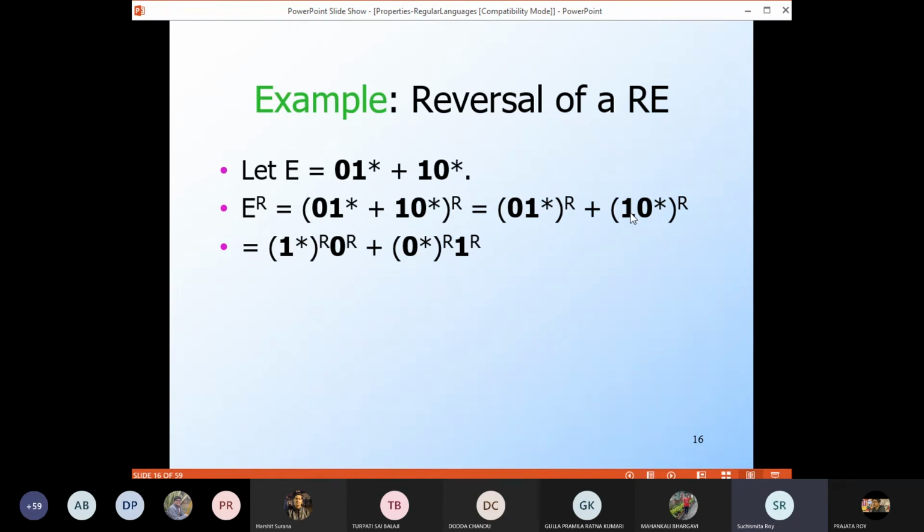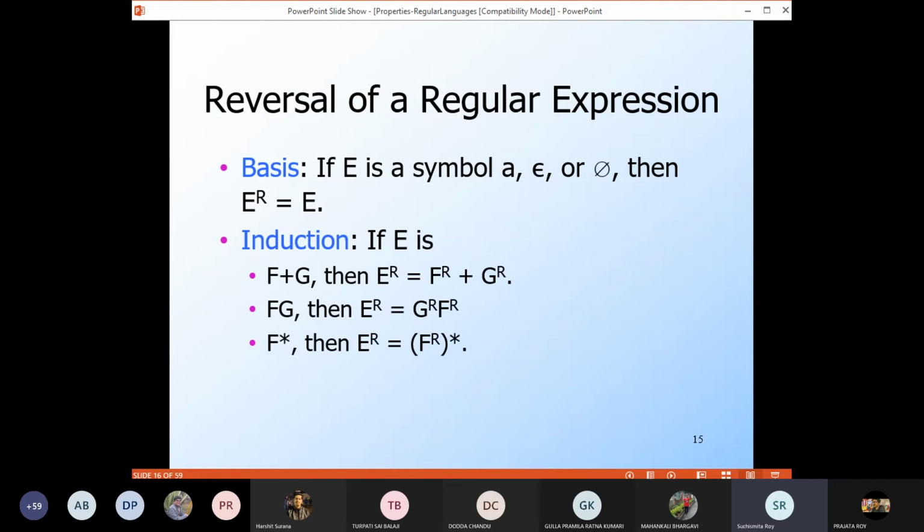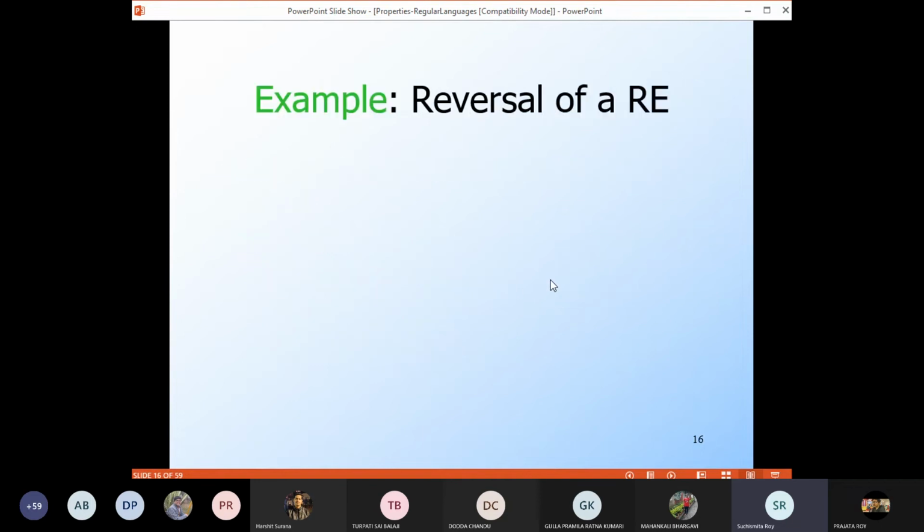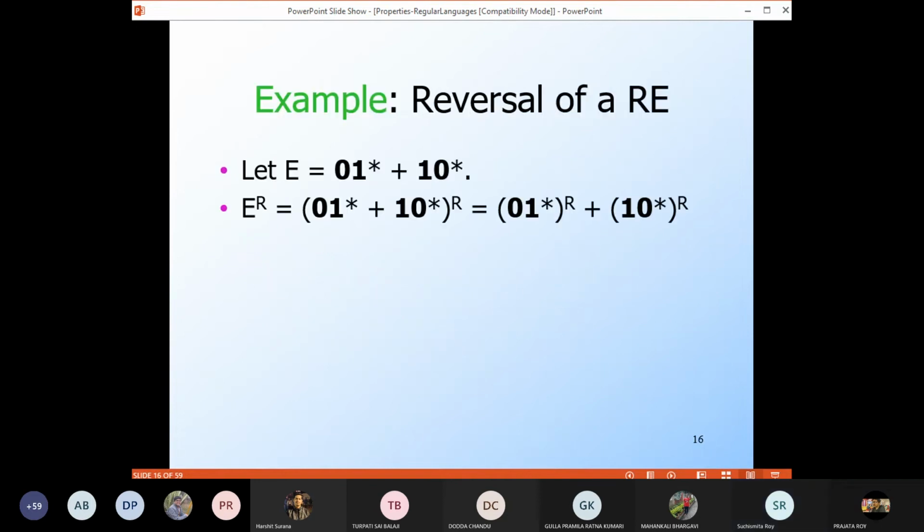Here we are applying which rule? Let's go back to the previous slide. See, note this first rule here, f plus g. If it is reversed, it is fr plus gr. Okay, so fr plus gr. Now this reversal we are going to push inside.